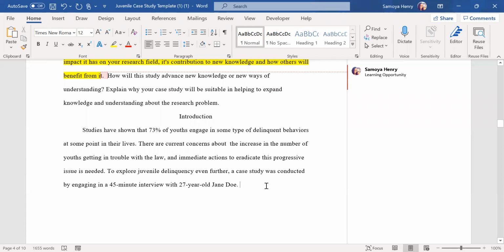Okay, Jane Doe was determined to be a juvenile delinquent, as she has been arrested multiple times when she was younger, right?